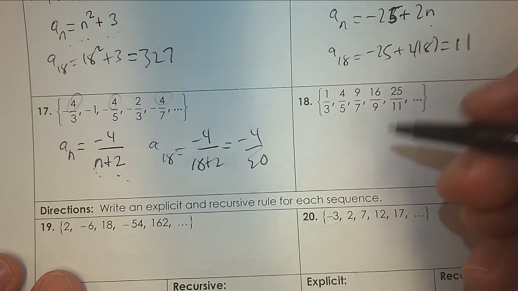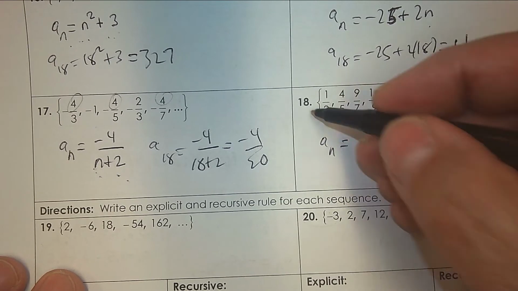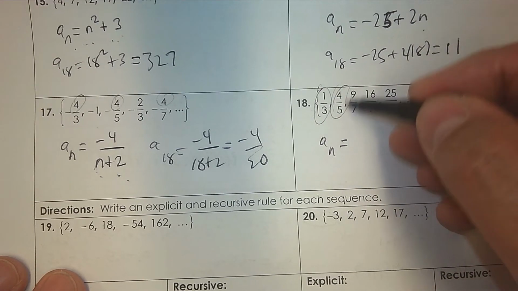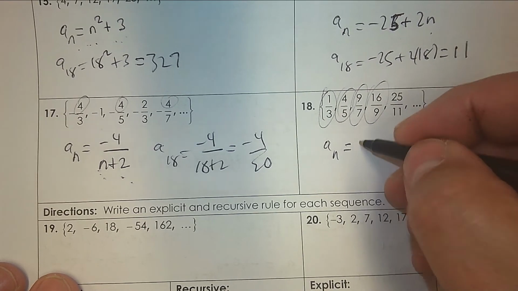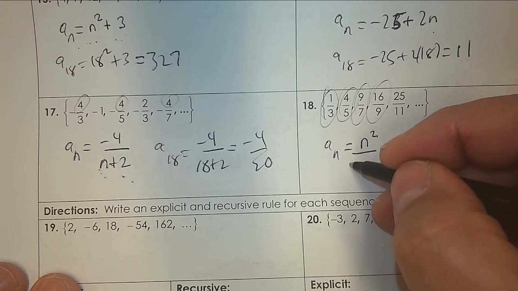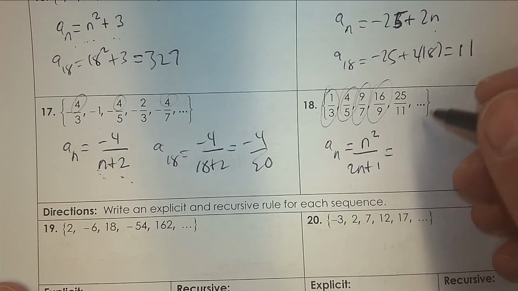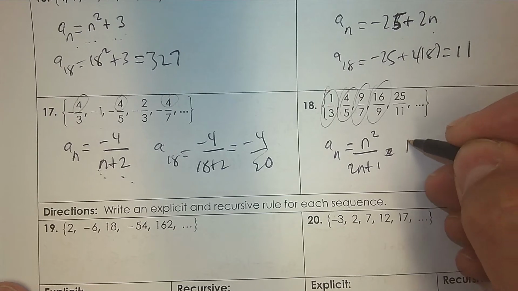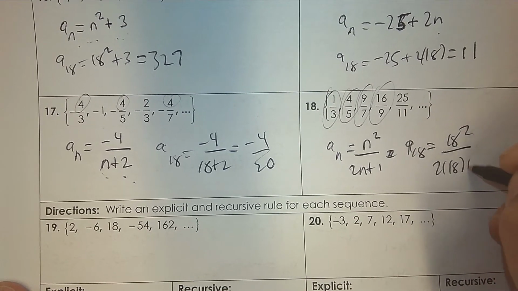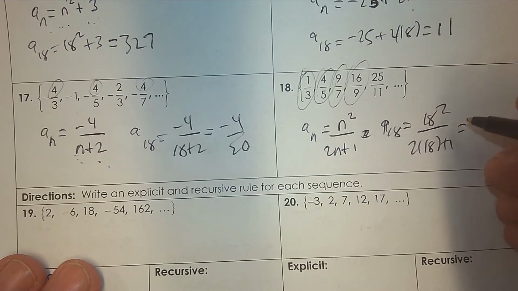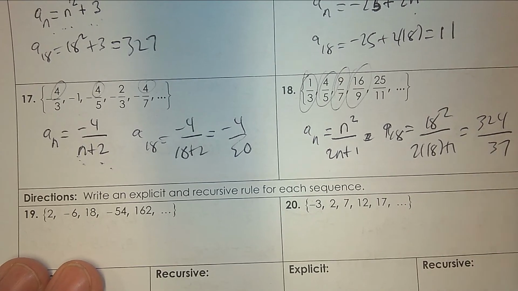Can you see the pattern? Some of them are tricky. So if I plug in 1, that's my answer, then 2, 3, and it has to work for each one, not just work once or twice. So for this one, it's n squared over 2n plus 1. And if you want to find the 18th term, you plug in 18. So once you have a rule, you can just plug in and get what you need. So it's 324 over 37.